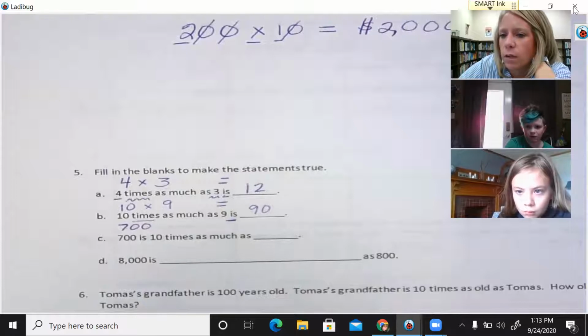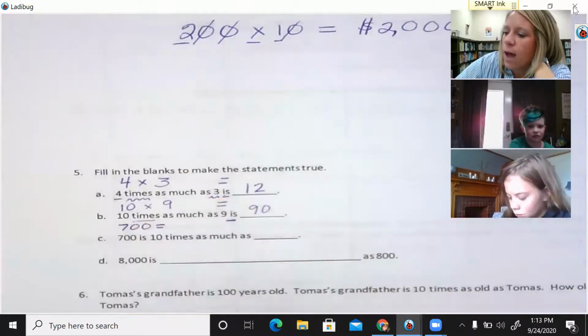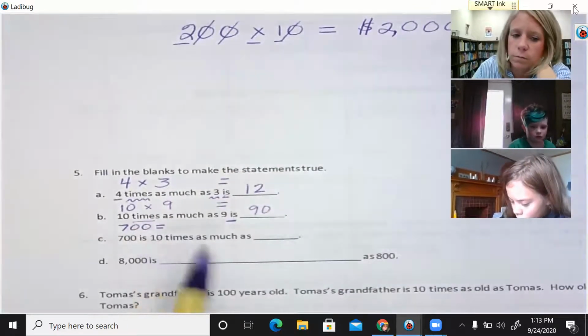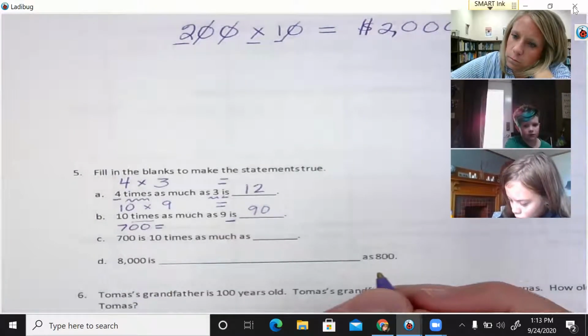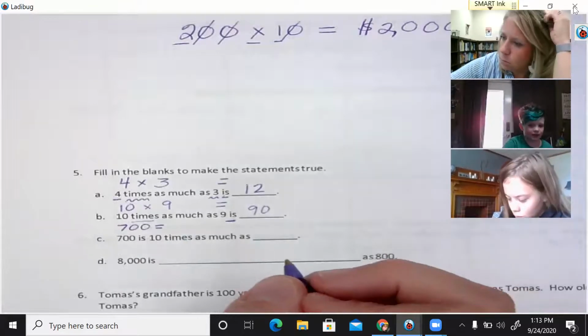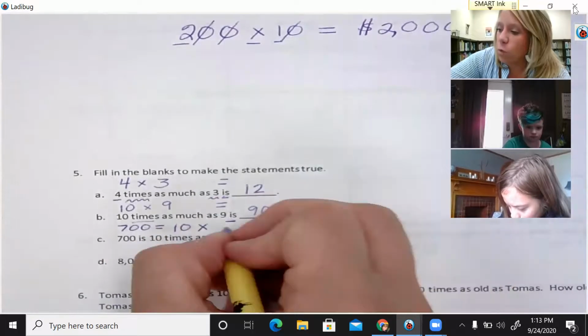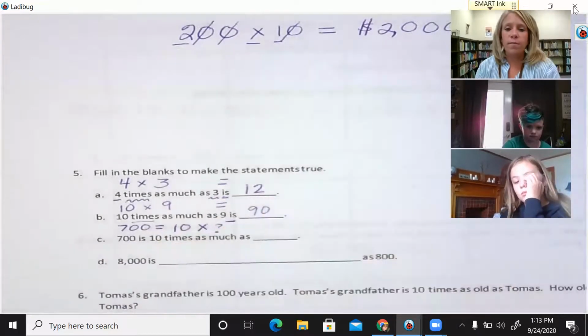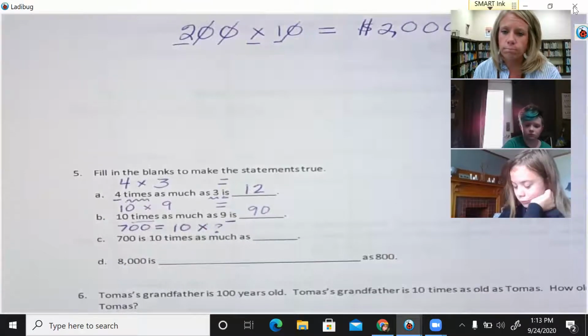I think you muted yourself, honey. Equals sign. There you go. Okay, and now Peyton, how do I write 10 times? So you're gonna write 10 and then a multiplication symbol. Right. And this is actually what we're missing. So now we have to figure out 10 times what gives me 700.